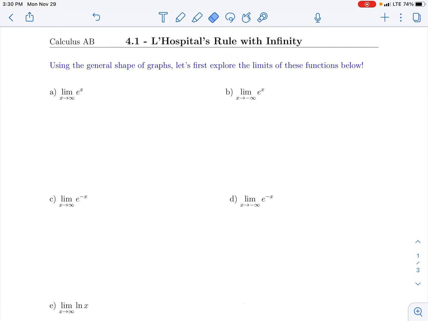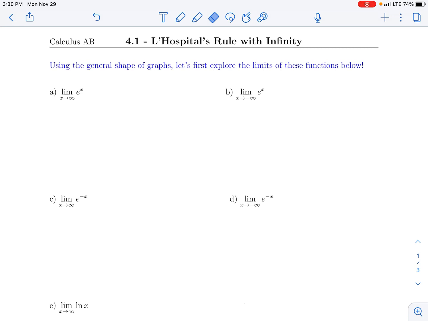Everyone. So today we're going to talk about L'Hopital's rule, and more specifically we're going to talk about L'Hopital's rule with infinity. But before we get started with that, let's just talk about what these limits are here in parts A, B, C, D, and E by looking at the general shape of the graphs of these functions.